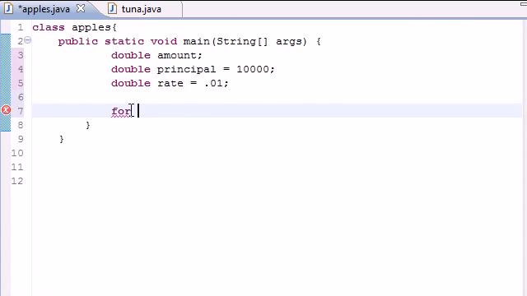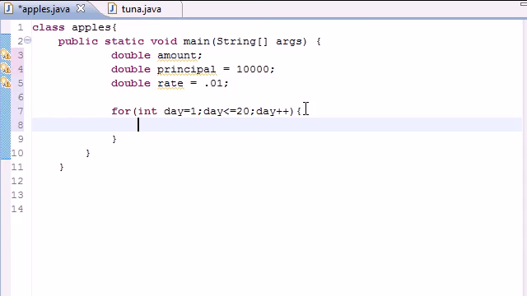All this for loop is going to do is say how long you want to run it for. Let's go ahead, int day, we want to start with the first day, and we want to go to day 20. We can go to whatever we want, just put less than or equal to 20, and put day plus plus. All this says is start on day 1, give me all the information from day 1 to day 20. That's all this does. Now let's get to the good stuff.